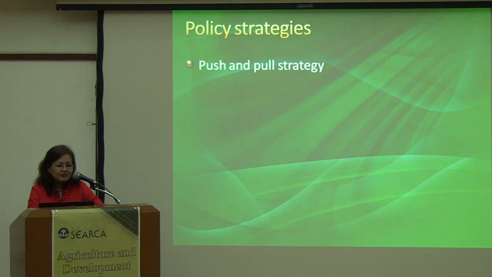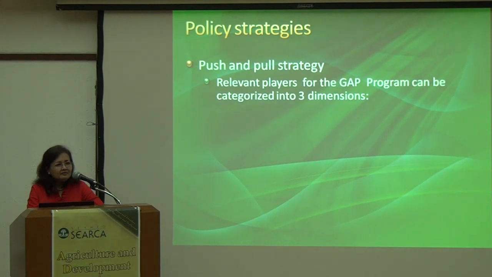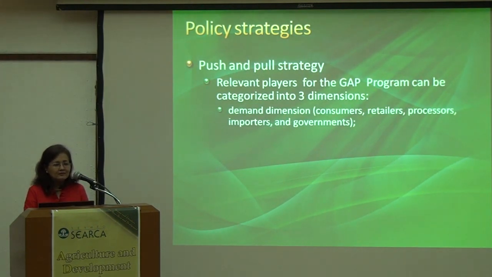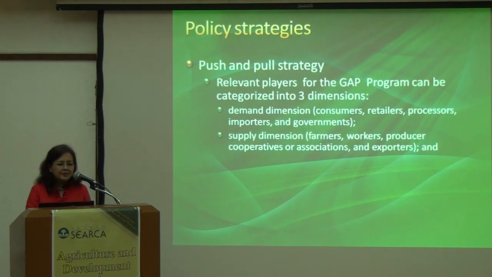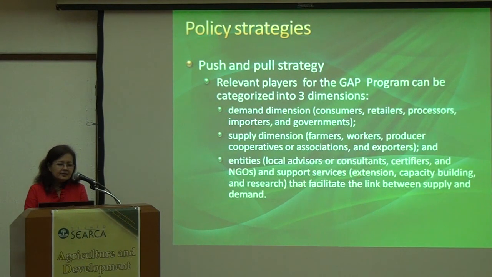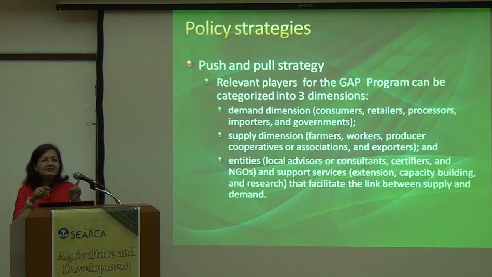One is the push and pull strategy. There are many relevant players for the GAP program. These are the ones who are affected by and who can affect change. And they are categorized into 3 dimensions. The demand dimension, which is comprised of consumers buying these products, retailers, processors, importers, and governments. There is also the supply dimension. These are the farmers who are raising these products, the workers, the cooperatives or associations, and also exporters. And the third dimension are the entities which try to connect the demand and the supply dimensions.